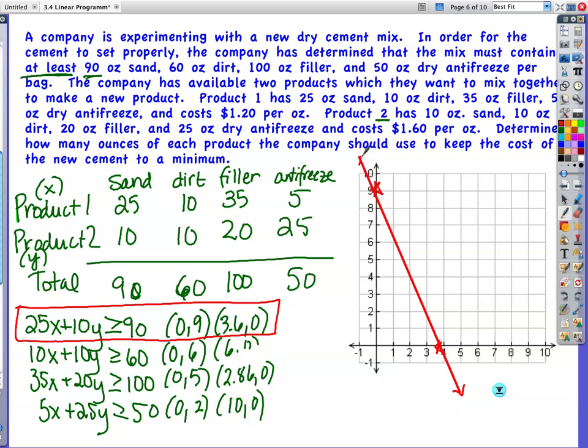Okay, before I forget, now I'm going to shade. I have to shade, and here's the interesting thing. Because it says greater than or equal to 90, if I test 0, 0, is 0 greater than or equal to 90? No. So this point right here, 0, 0 is false. So I have to shade everything on this other side.